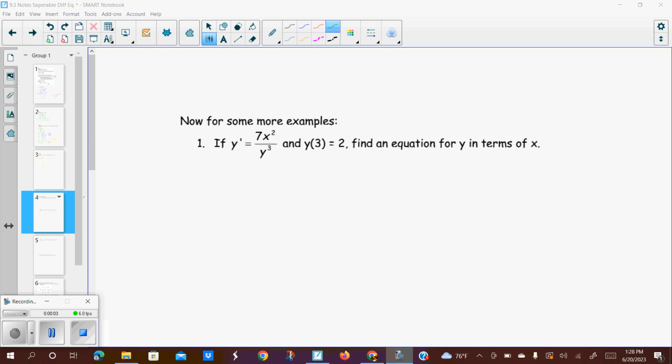All right, so this is 9.3, Separable Differential Equations, Video 2. Really, this is just more examples. So if you feel like you have a good grasp on the other stuff, you don't necessarily need to look at these, although there's some things in here that I think might be helpful. There's also a bunch of old AP style questions at the end.